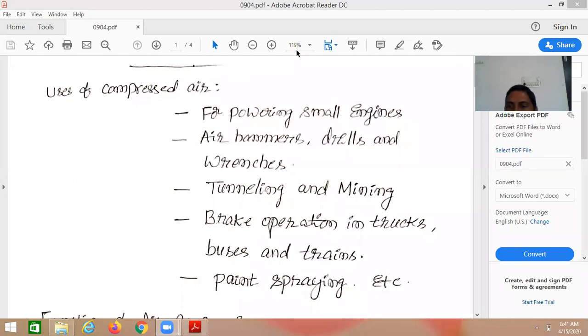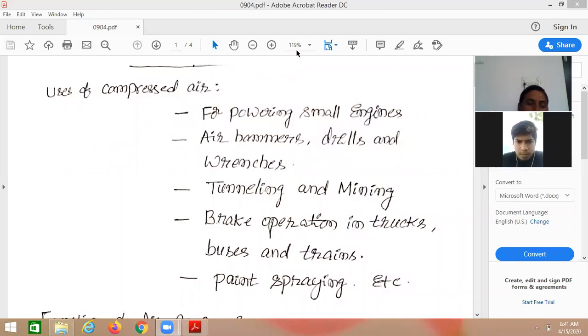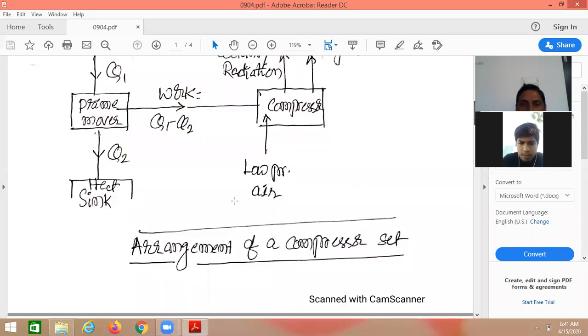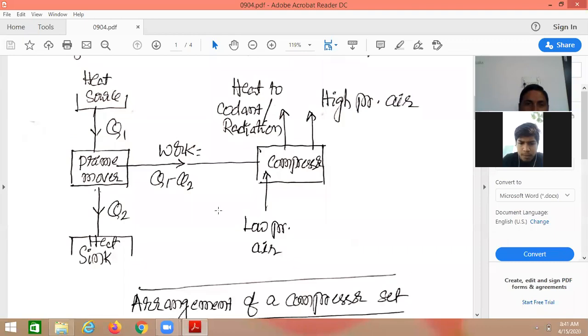To drive the compressor, what is required? Some prime mover is required, that we have already discussed. That may be an electric motor, or some kind of engine also. That is what we have discussed. So this is the diagram. In the last circulated content material, this is the diagram I have given. Is it visible to you?